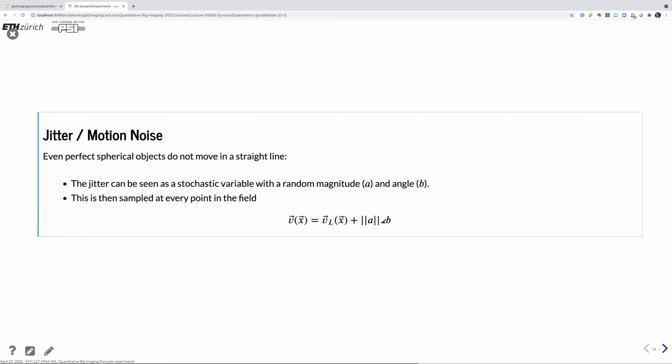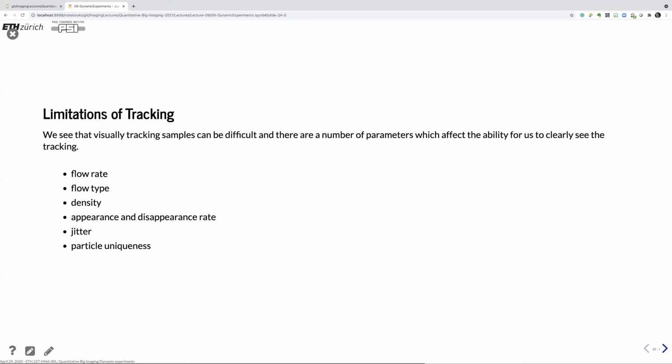But also motion noise is something that can be a problem. That would be that if you move some object, it may not be perfect in a straight line, because there is this jitter or motion noise.